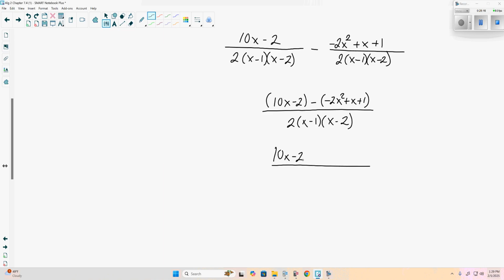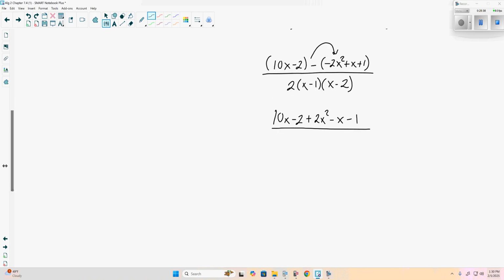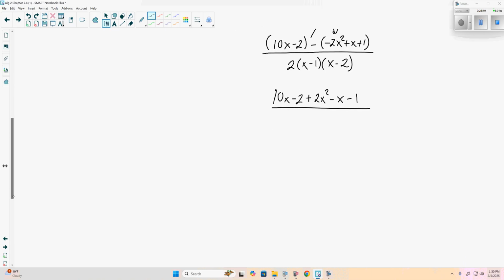Now our first set of parentheses is going to stay 10x minus 2. Sign in front of it is positive, it's a plus. We don't write it, but it's understood. But we will have to distribute that negative through. So our negative applied to that negative 2x squared is going to become plus 2x squared. Our negative applied to our positive x is going to become negative x. And that negative applied to the positive 1 is going to make it negative 1. Yes.